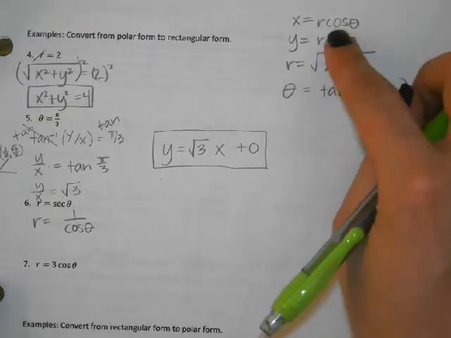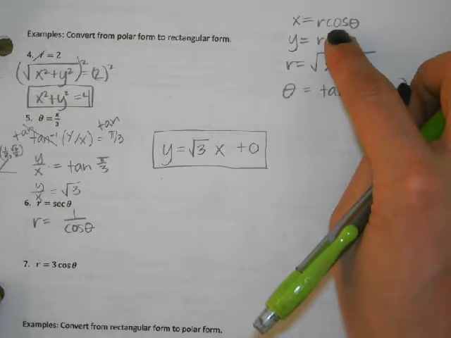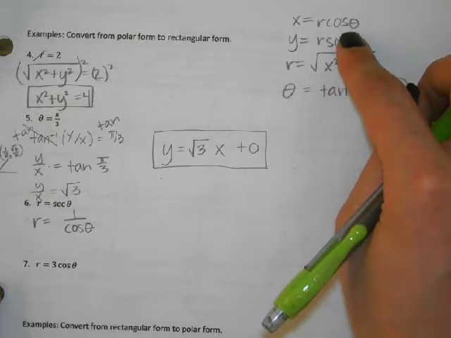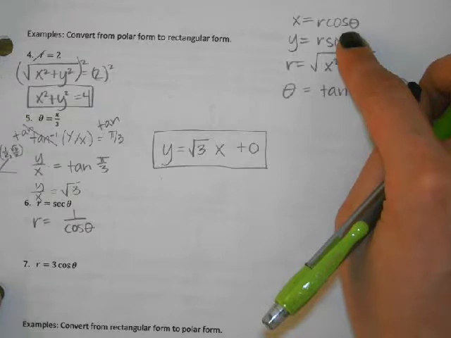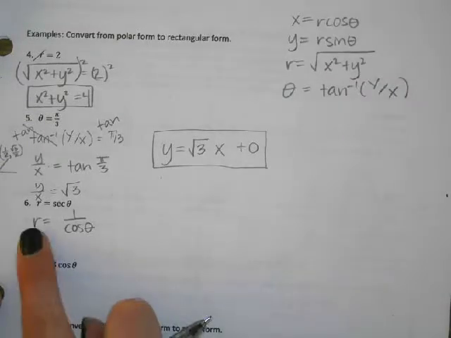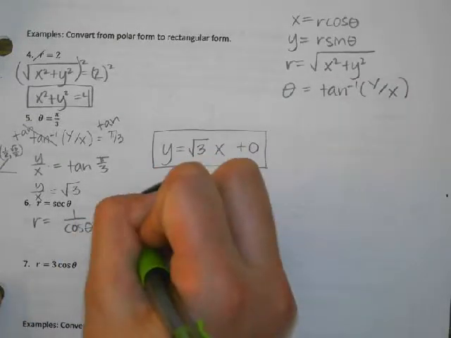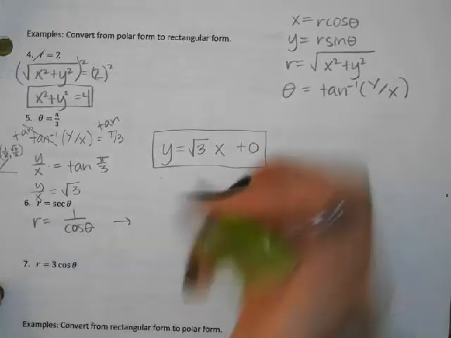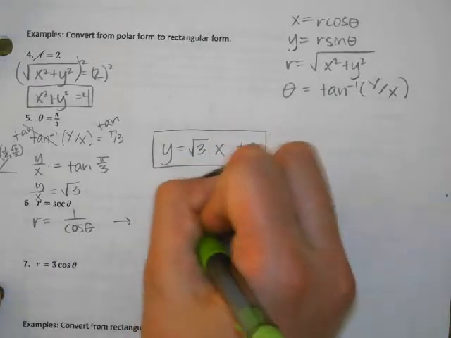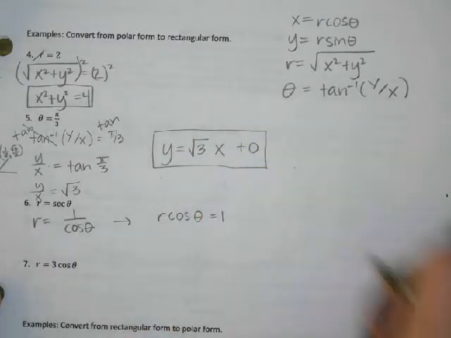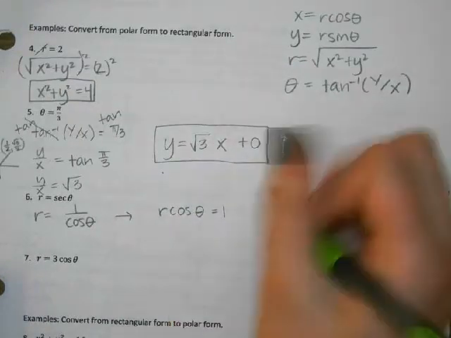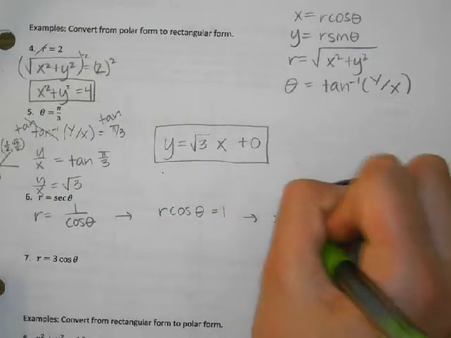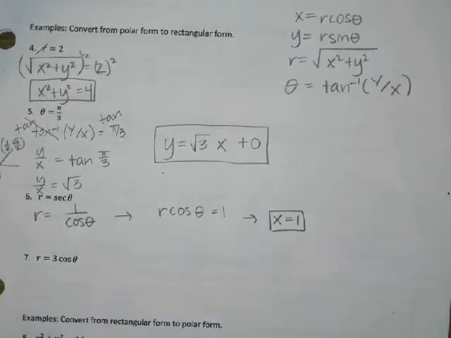We don't have anything for cos all by itself, but we do have something when the r and the cos are multiplied together. We could move the cos to the other side. So if you multiply the cos over, you get r cos theta equals 1. So x equals 1. What kind of equation is that? It's a straight line. That's a vertical line. So that's a recognizable equation. That means we're done.